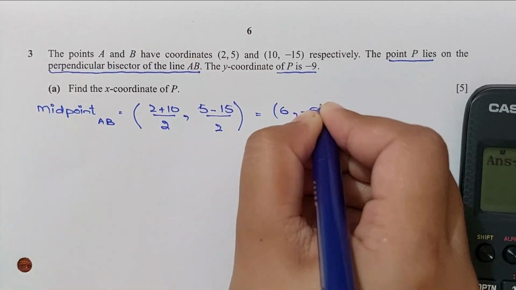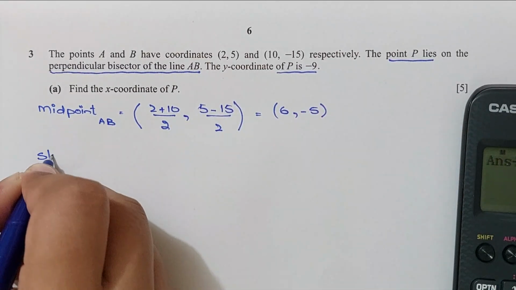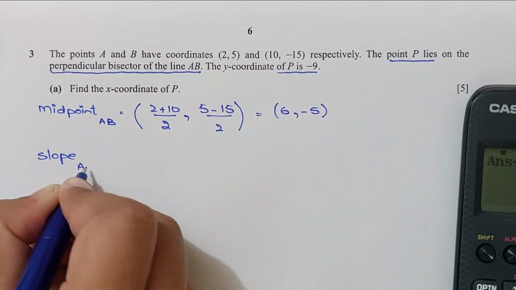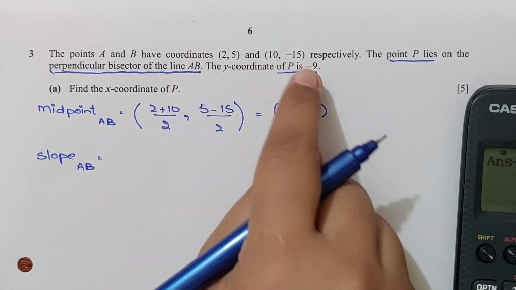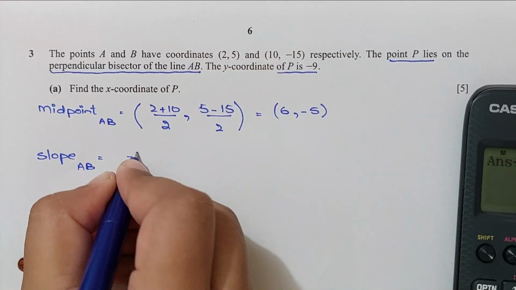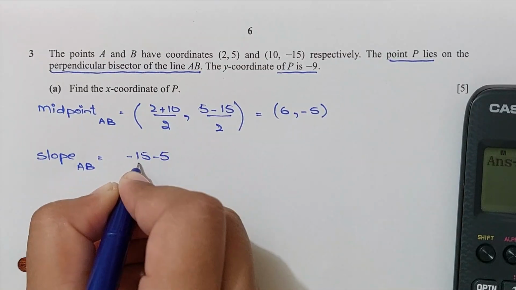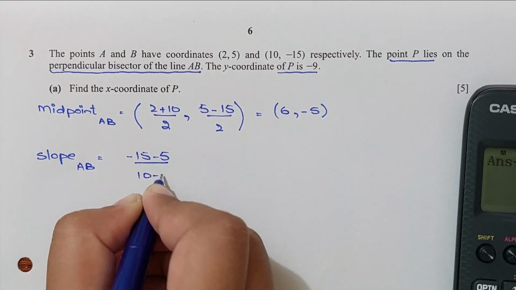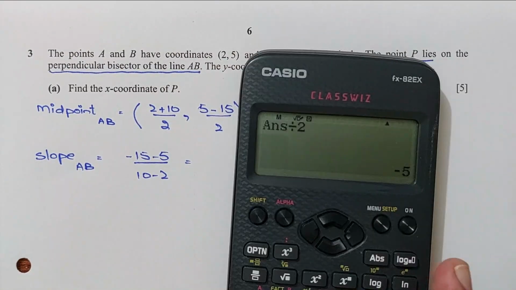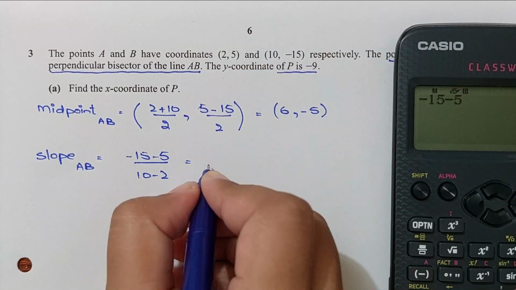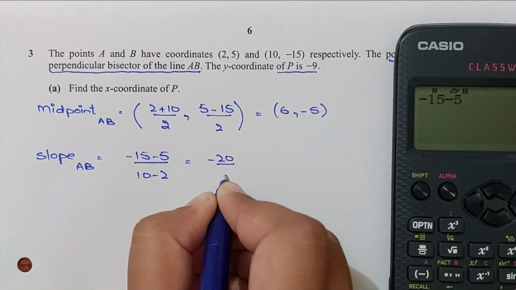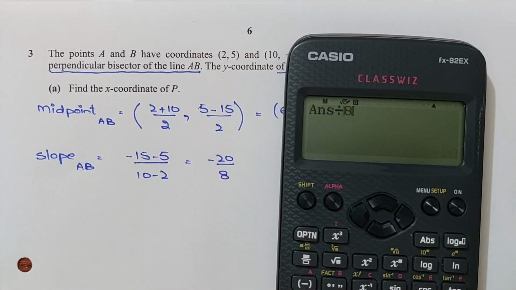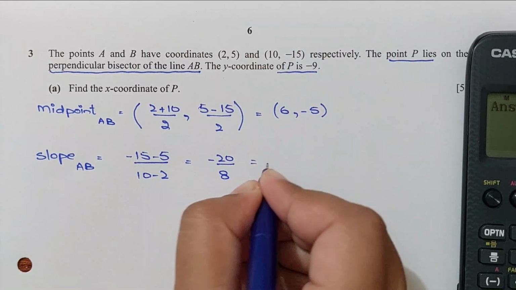This is the midpoint. Now let me find the slope of AB, which is y2 minus y1 over x2 minus x1. y2 minus y1 is negative 15 minus 5, over 10 minus 2. This is minus 20 divided by 8, which is minus 5 by 2.